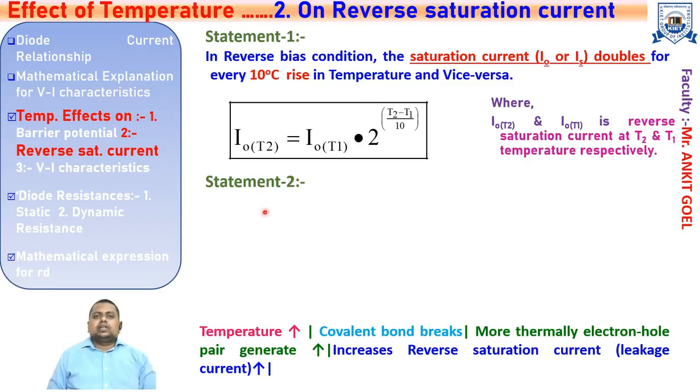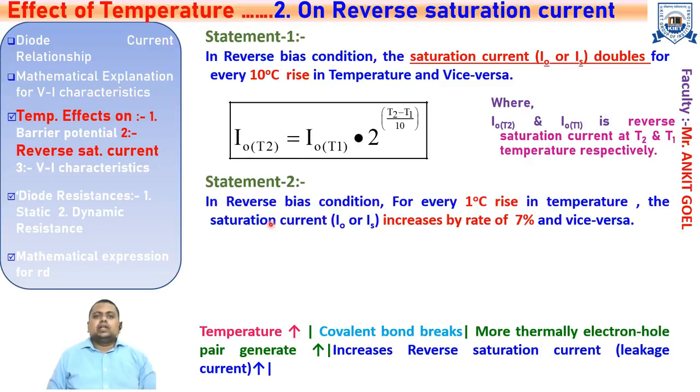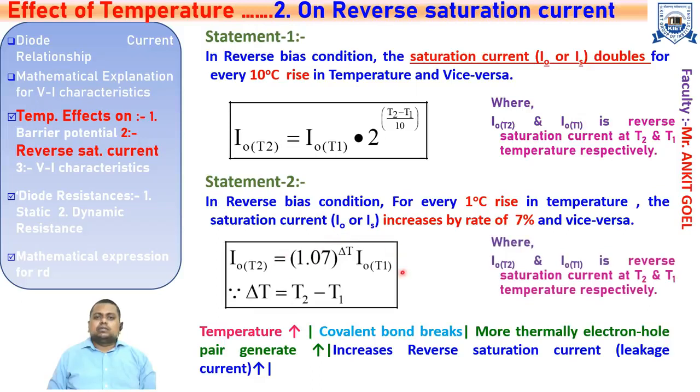We have a second alternative expression for the reverse saturation current. It says that for every 1 degree rise in temperature, there will be a 7% change in the reverse saturation current. This is how it is related mathematically: I_0(T2) equals 1.07 to the power delta T into I_0(T1), where I_0(T1) denotes the reverse saturation current at temperature T1, while I_0(T2) denotes the reverse saturation current at temperature T2, and delta T is the difference between these two temperatures, T2 minus T1.